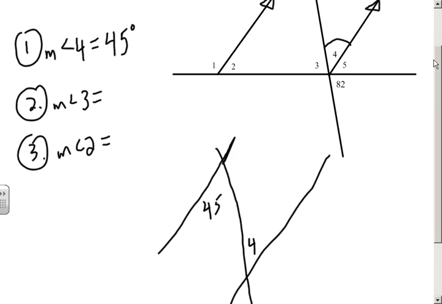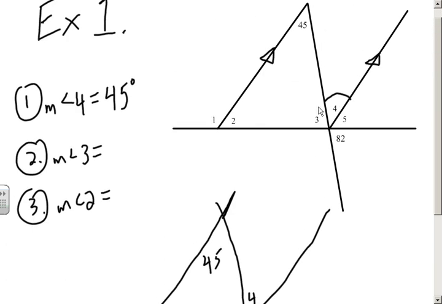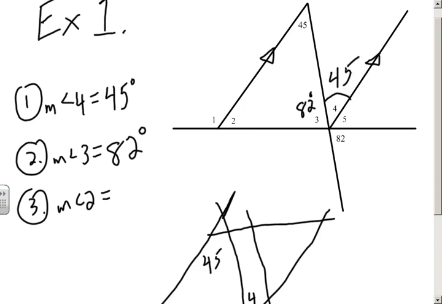Next, we're asked to find angle 3. Well, angle 3, if we look right here, we have two lines intersecting right here. Angle 3 is vertical with 82, so angle 3 is just 82 degrees, because vertical angles are congruent. So we found angle 4, and we found angle 3.